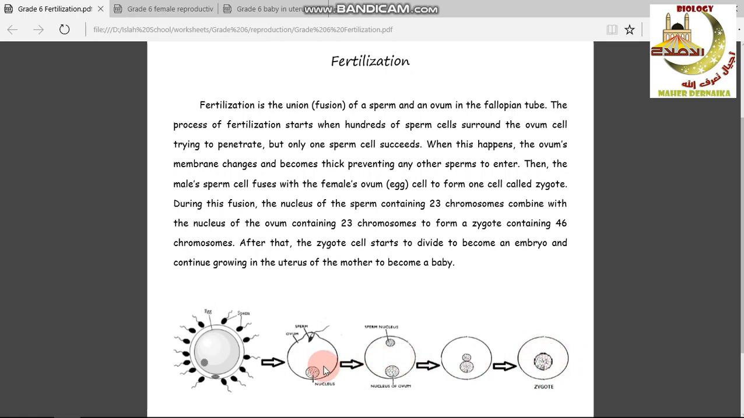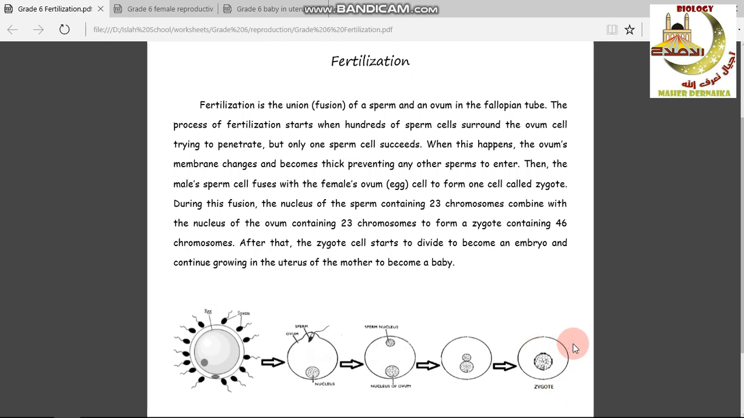So here, when the sperm cell and the ovum cell fuse together, we obtain the zygote cell. This is the zygote cell, which is the first cell of you and me and everyone. So then the zygote will start dividing, start growing to become an embryo and a fetus, and will become the baby at the end. So this is the fertilization process.